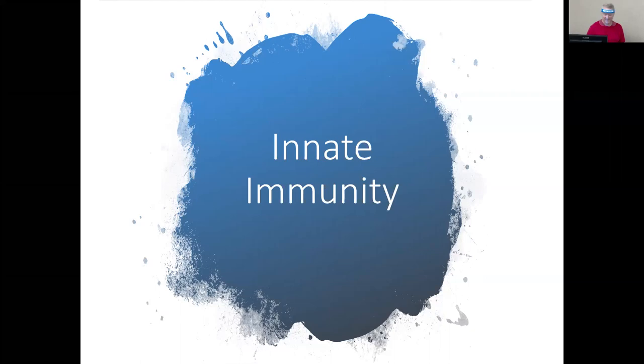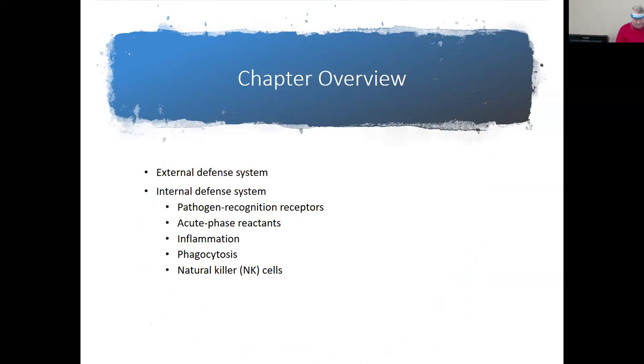So this is basically the chapter that we said we'd cover today, which is from your text. It's chapter three, the innate immunity. We're going to cover the external defenses, and then we'll get into the internal. Since we introduced a lot of this already, we'll talk more about them.